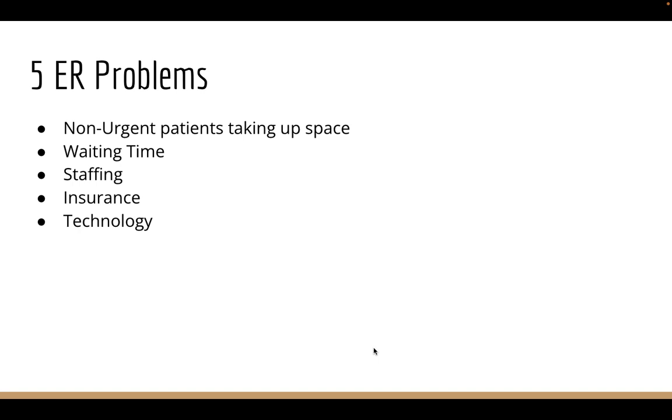And for insurance, I believe that this could be solved through having all insurance companies covering most of, if not all, of the costs of attending the emergency room, regardless of the emergency.